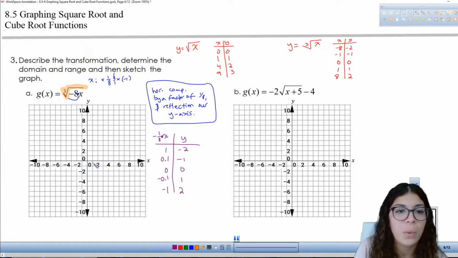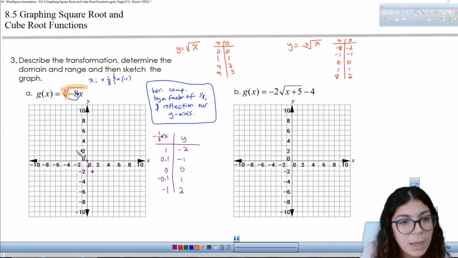Okay, so (1, -2), (0.1, -1), so very, very close to 0, (0, 0), (-0.1, 1), so very close to 0, but on the negative side, and lastly, (-1, 2).